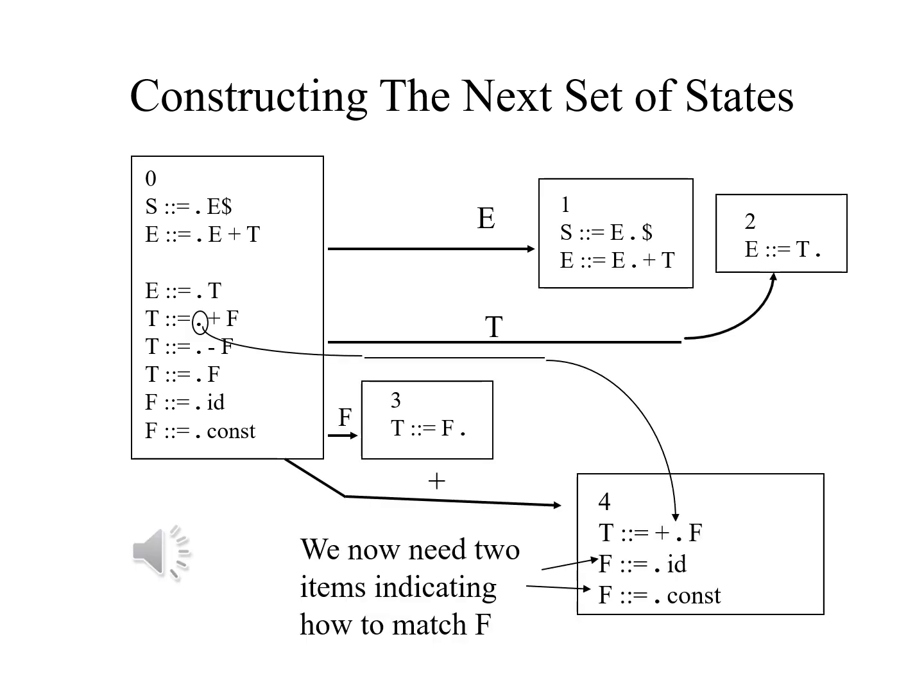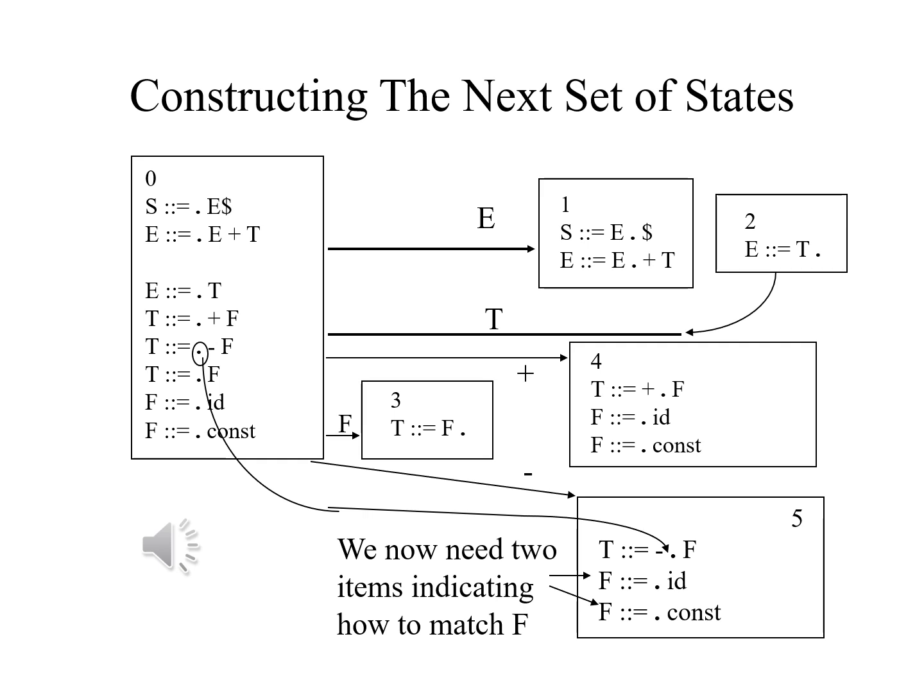Now that we have created states based on transitions on non-terminals, let's start creating states based on transitions on terminals, starting with the plus sign. There is only one such item, and transitioning based on the plus sign puts the dot immediately in front of the F, standing for factor. We need both initial items for F: F derives dot identifier and F derives dot constant.